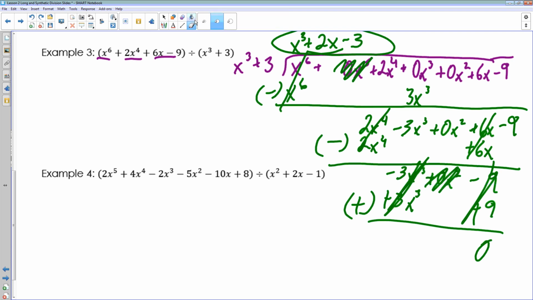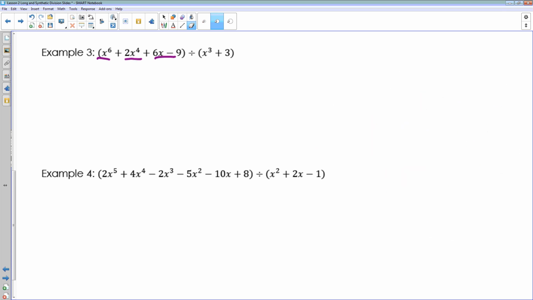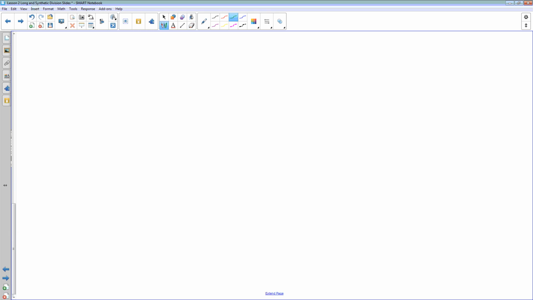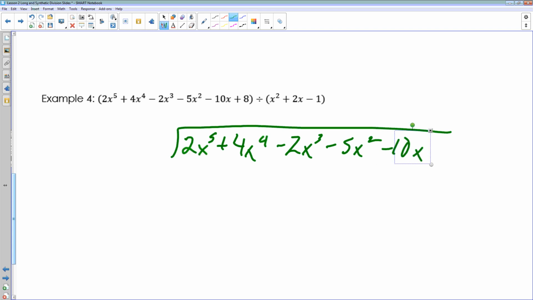All right, so last one for long division, and then, like I said, I'm going to break this up into 2 videos so I can tell you about synthetic division in my second video. So here's example 4. For this one, we don't have to worry about those 0 terms because it goes right down the line in order. So 2x to the 5th plus 4x to the 4th minus 2x cubed minus 5x squared minus 10x plus 8. And we're dividing by x squared plus 2x minus 1.